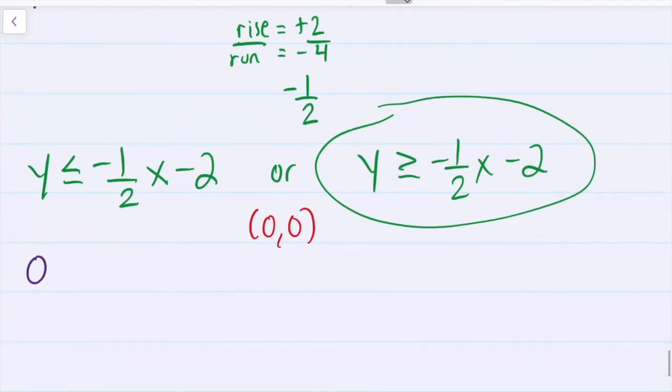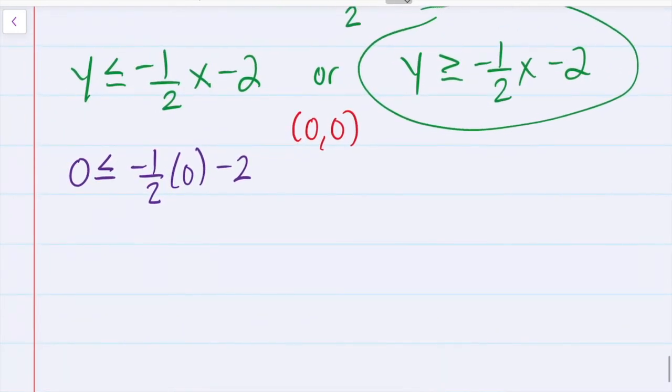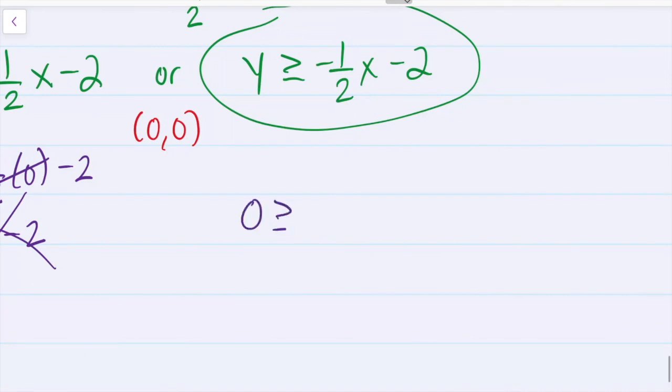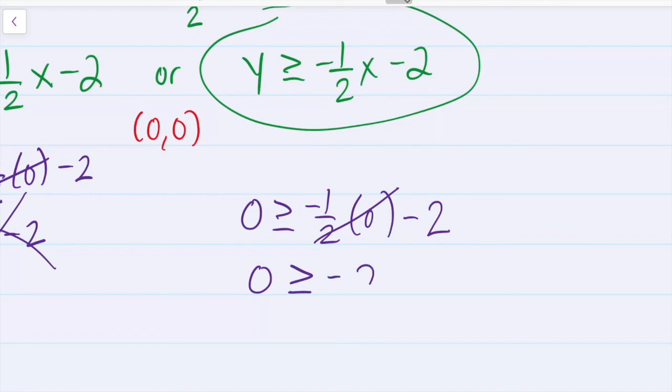When my y is 0, it's less than or equal to negative 1 over 2 times 0 minus 2. Well, what's negative 1/2 times 0? That's just 0. So is 0 less than or equal to negative 2? No, 0 is bigger than a negative, so that's wrong. Let's do it over here, guys. 0 is greater than or equal to negative 1/2 times 0 minus 2. Now, this cancels out. Is 0 greater than or equal to negative 2? Yeah, it's not equal, but it is bigger. So that's how we know this is the right answer.